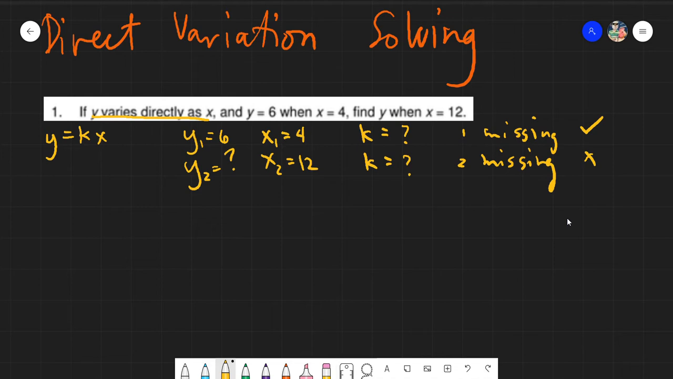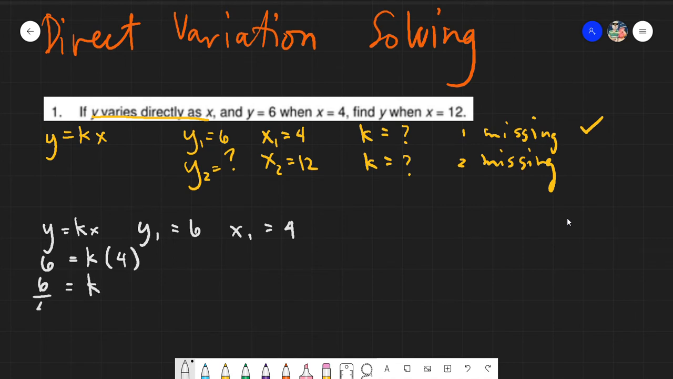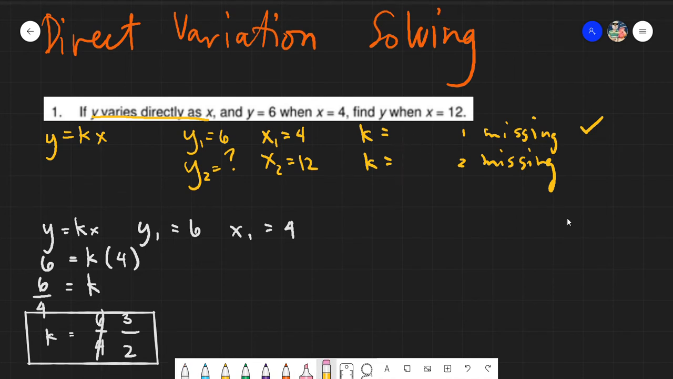Going with our formula, y is equal to kx, and our values are y sub 1 is equal to 6 and x sub 1 is equal to 4. Substitute the y and x: 6 is equal to k times 4. Solving for k gives us k is equal to 6 divided by 4. We interchange the position. We can simplify this further, giving us 3 over 2. If we have 3 over 2 as our k, then all the k's here will now be 3 over 2.